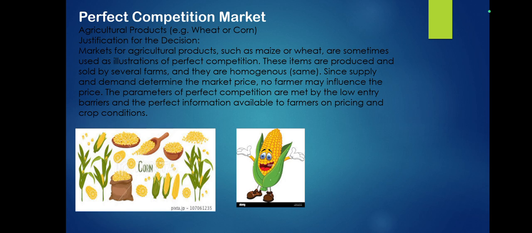Since supply and demand determine the market price, no farmer can influence the price. The parameters of perfect competition are met by the low entry barriers and the perfect information available to farmers on pricing and crop condition. So normally for this wheat and corn, it doesn't matter if the demand increases or decreases. The farmers won't be able to make huge differences when it comes to pricing because there is already a standard price set for this kind of products.